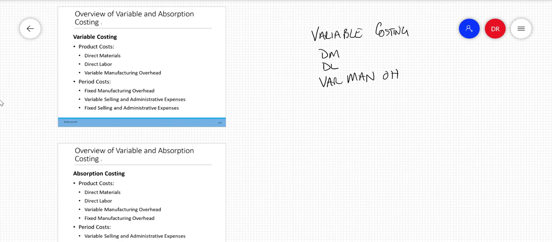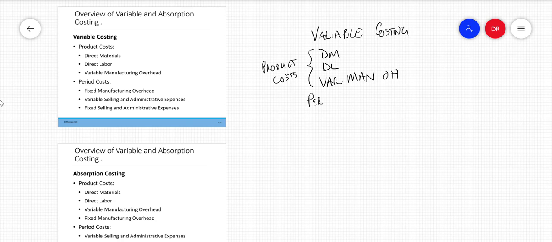Now I'll explain this when we get to the actual income statement using variable costing, because in a variable costing method, we're going to use the contribution approach, which will also include all of the variable costs coming out before you get to contribution margin. But not all variable costs are product costs. These are product costs. They always will be in variable costing. So that's the only cost we're going to consider as product cost.